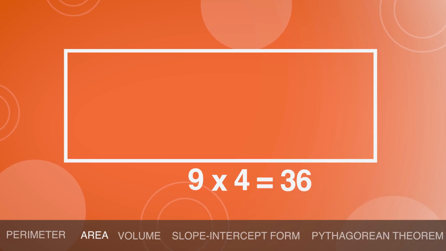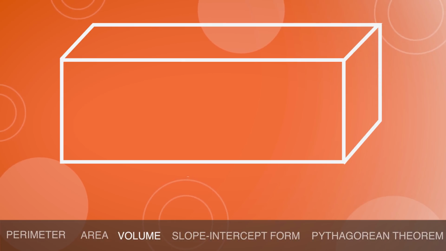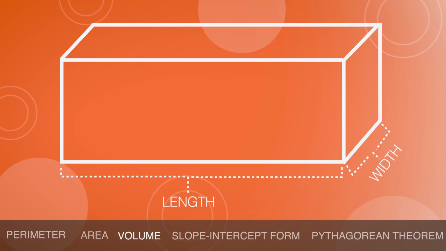Circles get a little bit more complicated. Volume is simply how much space a shape takes up. And to find the volume, you typically multiply the width times the length times the height. Slope-intercept form is important for solving two-variable equations and plotting them on a graph.